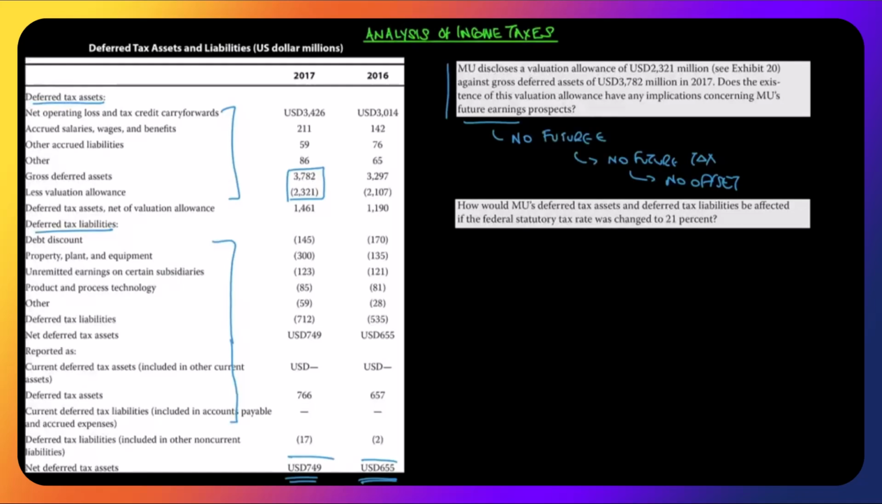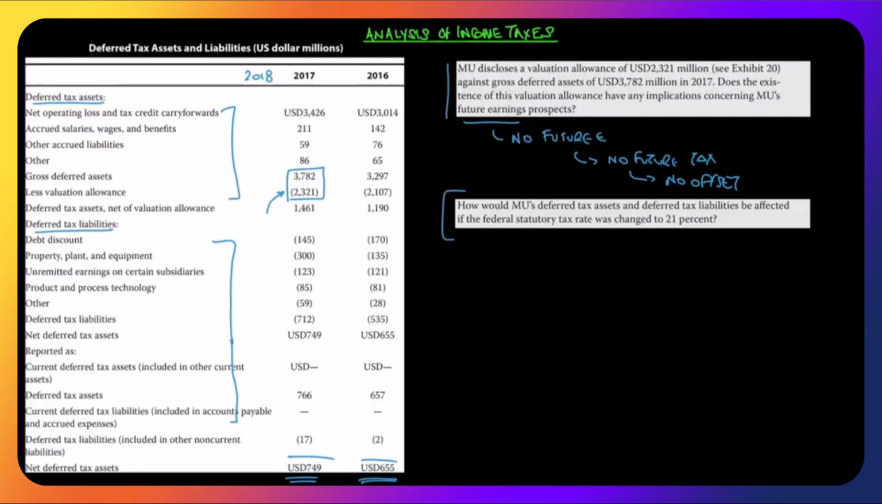Now, if you looked at their income statements, you'd see they had returned to profit recently. And actually, we don't here, but if you were to go on and look at the 2018 annual report for MU, you would see that they had reduced that valuation allowance almost entirely as they returned to profitability. But as it stands, if you have a valuation allowance, you have to say that's because they are concerned they won't have the profits to offset against.